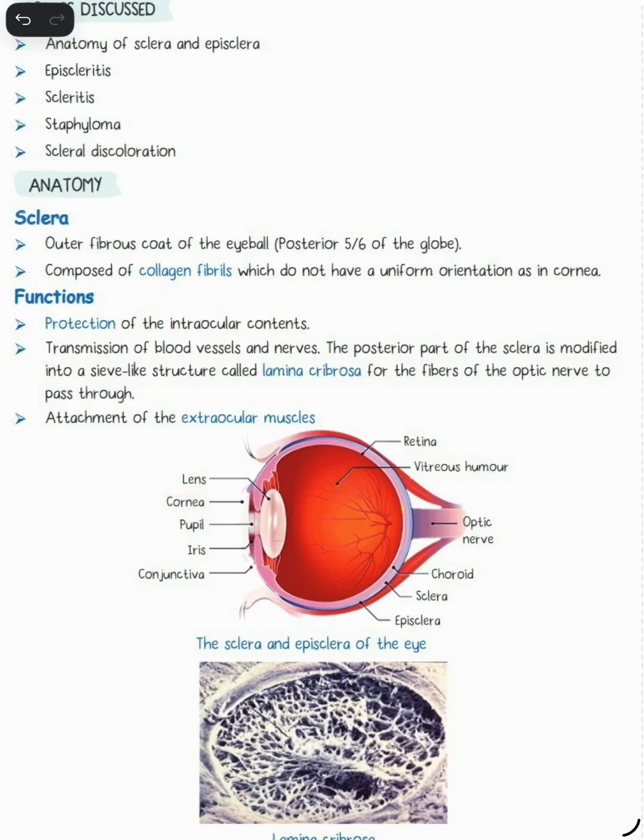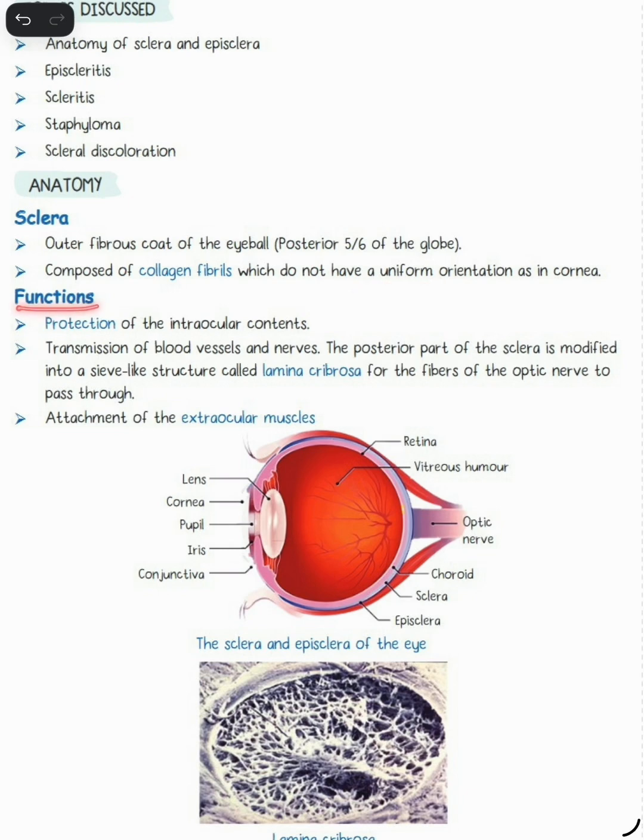It is composed of collagen fibrils which do not have a uniform orientation as in the cornea. As we learned in the cornea, there is uniform orientation of the collagen fibrils, which provides transparency to the cornea, but in sclera it does not have a uniform orientation. So it will be opaque and it does not play a role in refraction. So then what are its important functions?